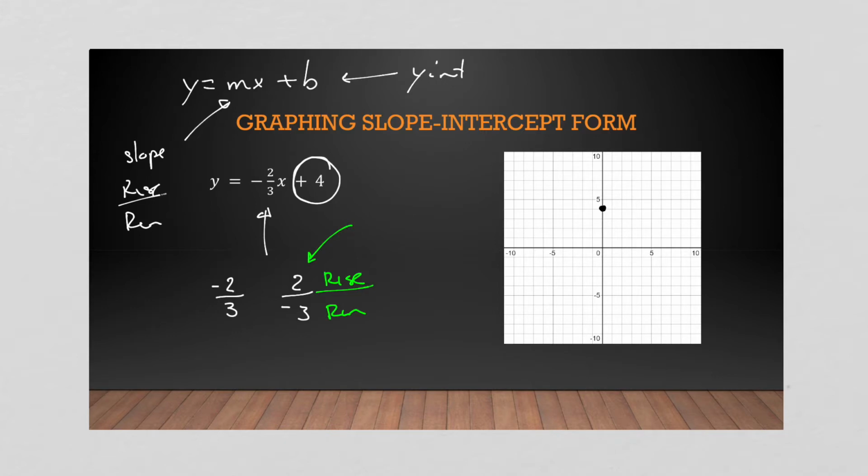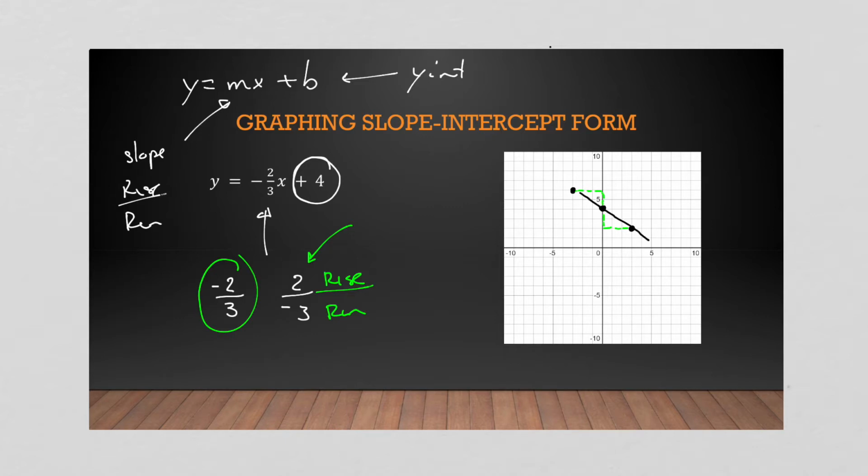My rise is positive, so I would count up in a positive direction, 1, 2, and then I would count in the negative x direction, 1, 2, 3. And my next point would exist right there. If I used this one instead, then I would count down 2, but to the right 3. In the end, I end up in the same pattern for my slope, and then I would connect my points together, and that would be that, right?